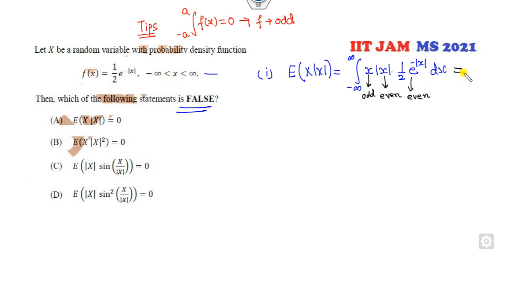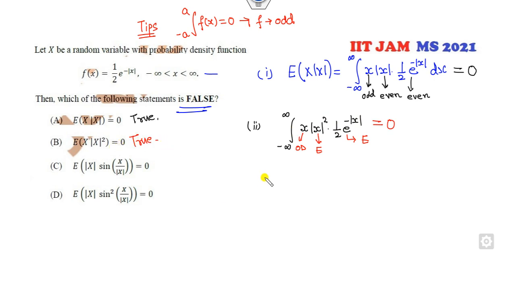So what is the answer of this? It's 0. But he said false statement, so the first one is my correct statement. Look at the second option. I can again write this as x mod x square into f of x. Fine. Now look at that. This is my even, this is my even, this is my odd, so the answer will be 0. So this is also my correct statement.